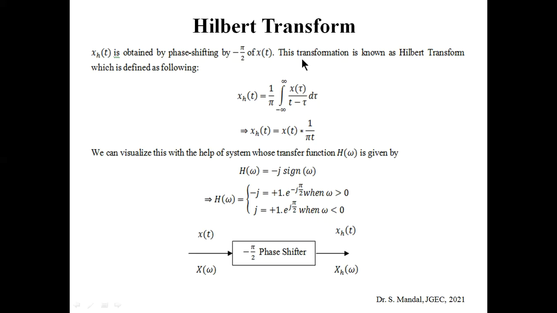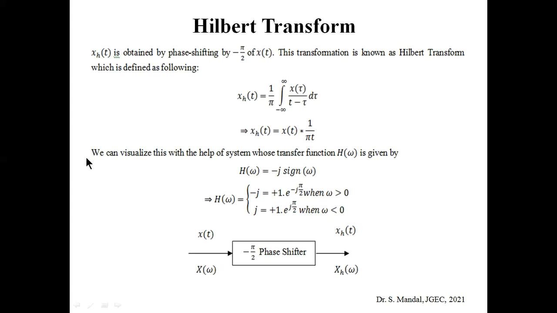Mathematically, the Hilbert transform can be defined by this equation: xh(t) equals 1/π integration from minus infinity to infinity of x(τ)/(t − τ) dτ. Okay, so simply xh(t) equals x(t) convolved with 1/(πt).